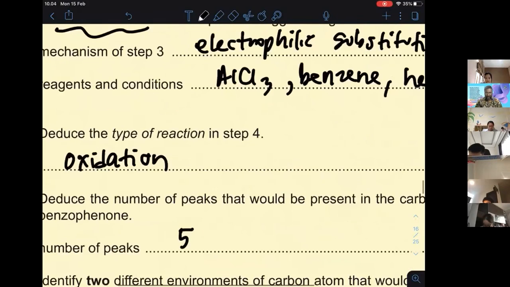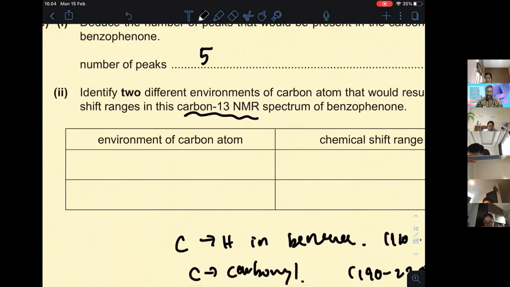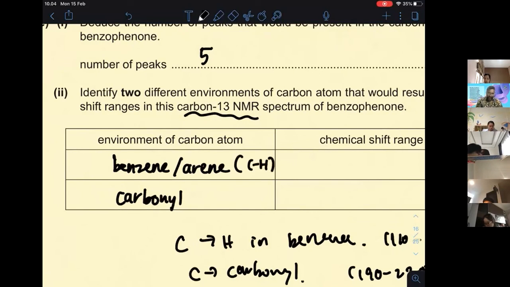If I want to write down the environment of carbon atom, maybe I can say one is the benzene, the carbon in the arene or the carbon in benzene. And I can also mention another one, which is the carbonyl environment. If you want, write down the CH in benzene, and the carbonyl environment, C double bond O. That is the environment.